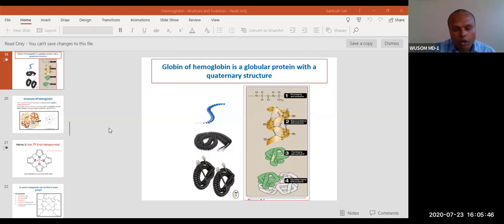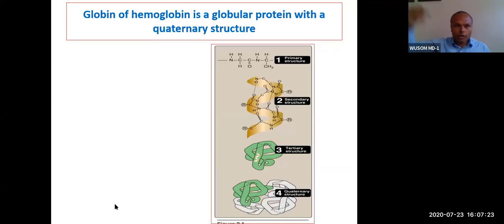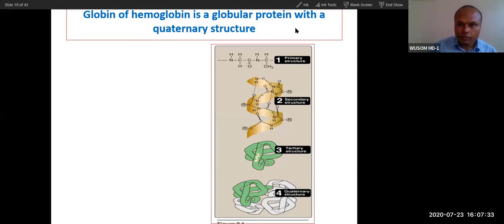And then we will see the oxygen dissociation curve, and we will correlate that structural change with the oxygen dissociation curve. You must have studied only the curve, but we will correlate that curve with the structure. So do you all understand the structure of hemoglobin that we did yesterday? Tell me, anyone?